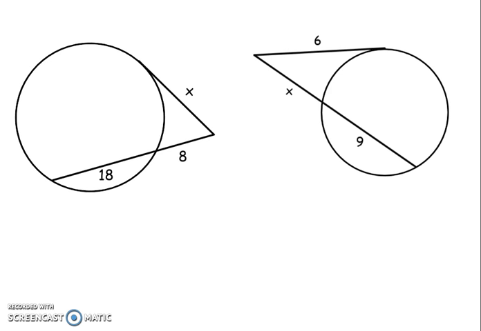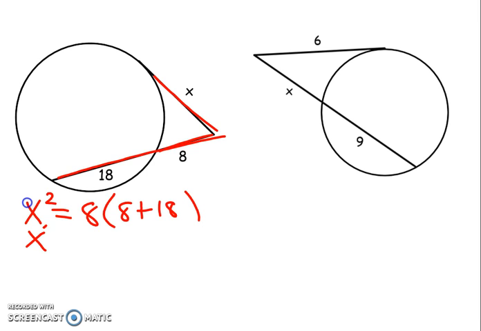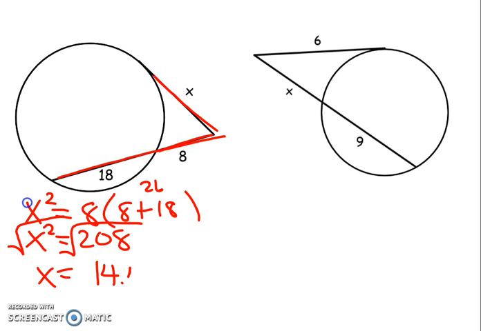Alright, so on this one, our tangent is our x squared. So our x is our tangent here, and it's the outside part, the 8, times the whole thing, 8 plus 18. So x squared is going to equal, our parentheses are 26. 26 times 8 is 208. And then our last step is going to be to take the square root of 208. So you should get x equals 14.4.